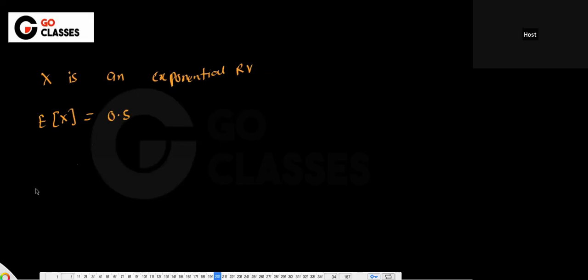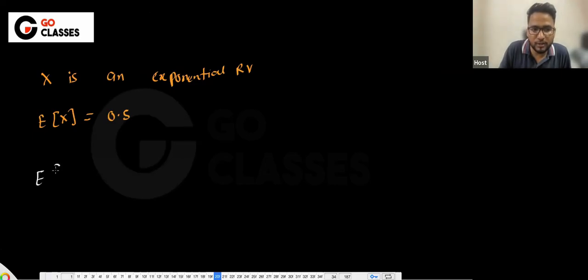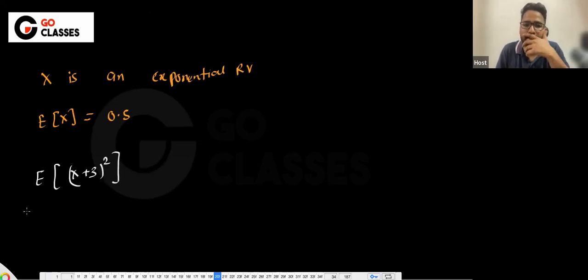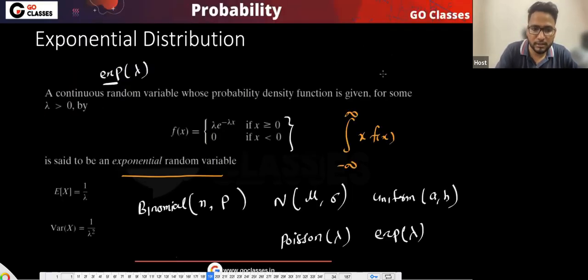Let's suppose that x is an exponential random variable, and the expectation of x is given to be 0.5. And let's suppose they're asking the expectation of some other random variable that is a function of x, maybe (x plus 3) square. Let me just write: the expectation of x is 1 upon lambda, I think, right? 1 upon lambda.